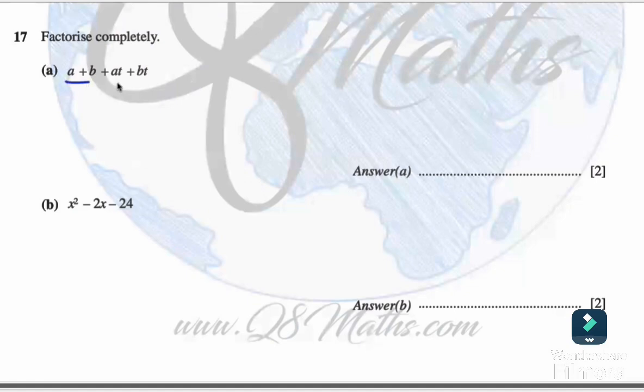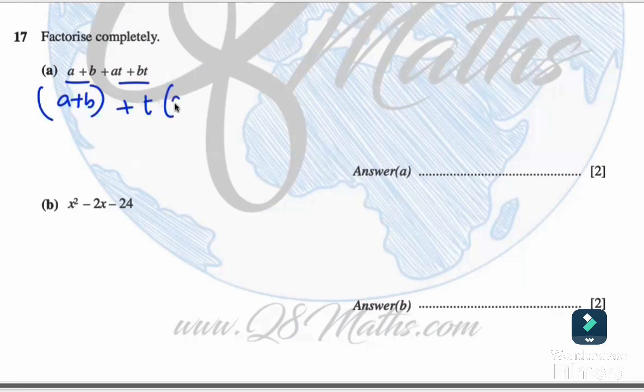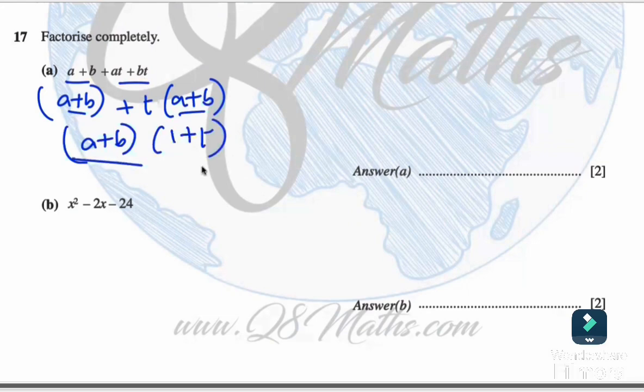So here again, you have to factorize by grouping them. So here a plus b plus t into a plus b. So again a plus b, which is common. So you can take it as 1 plus t. If nothing is common, you can take it as 1.